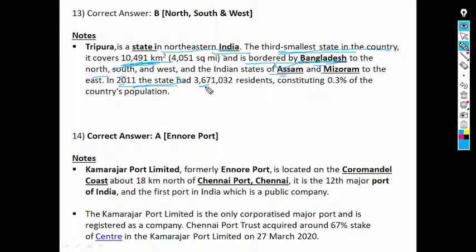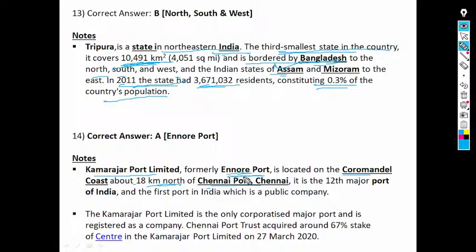In 2011, the state had 3,671,000 residents, constituting 0.3% of the country's population. Kamarajar Port Limited, formerly Ennore Port, is located on the Coromandel coast, about 18 km north of the Chennai port.